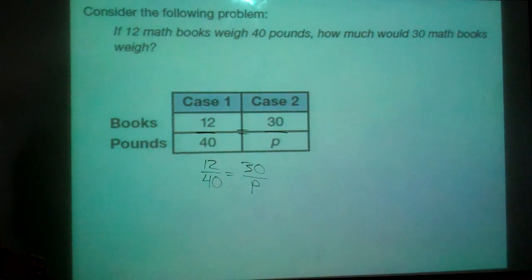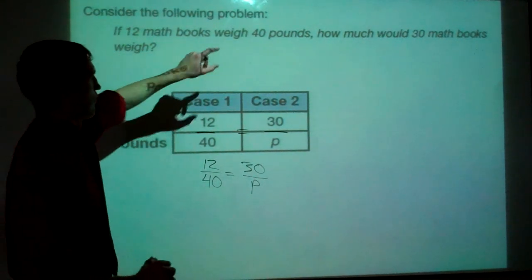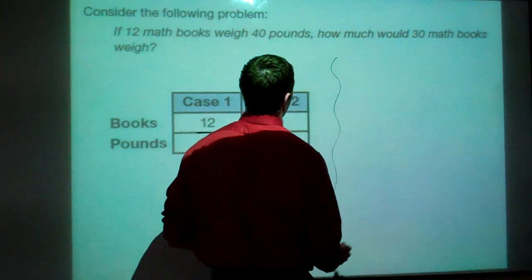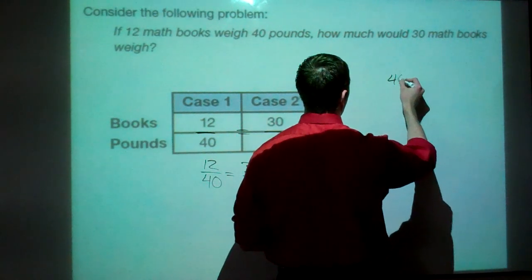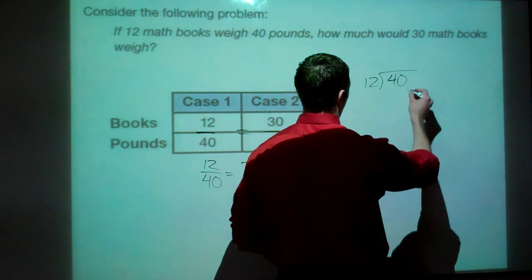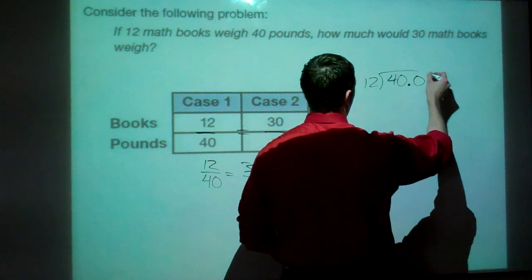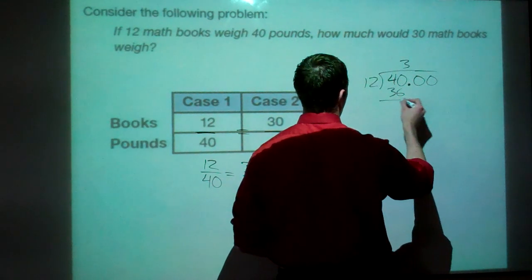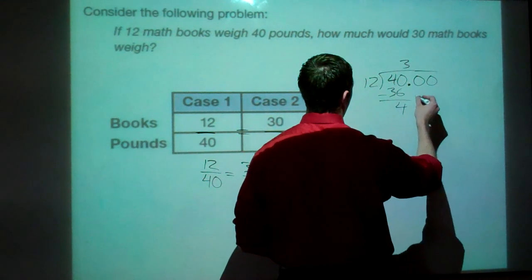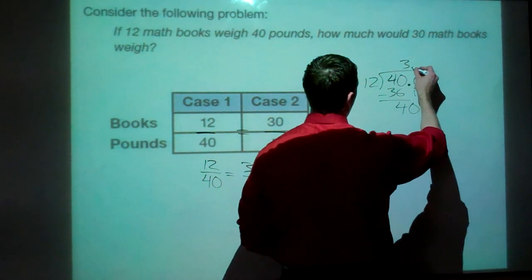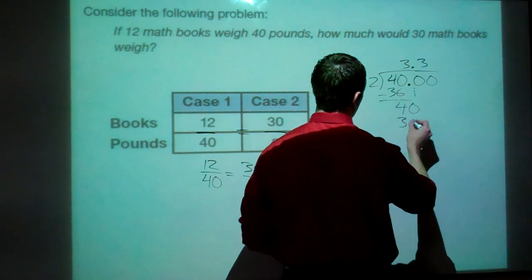Another way that a lot of students like to do is, if I know 12 of them weigh 40 pounds, let's figure out how much one book weighs. To do that, we take 40 and divide it by 12. So how many times does 12 go into 40? It goes into 40 3 times. And we get 3 again, and we're going to keep getting 3s.